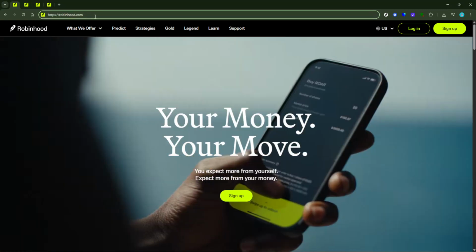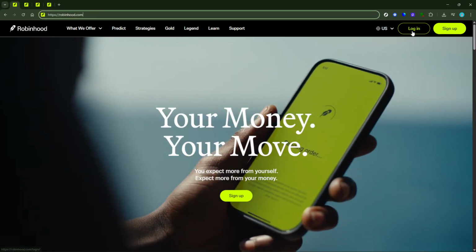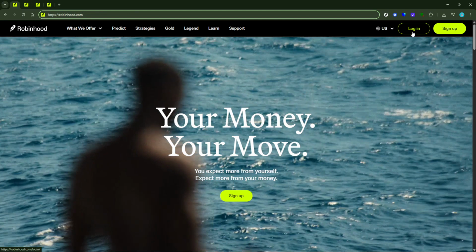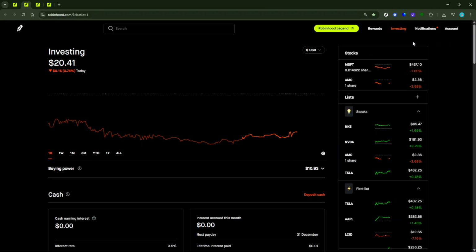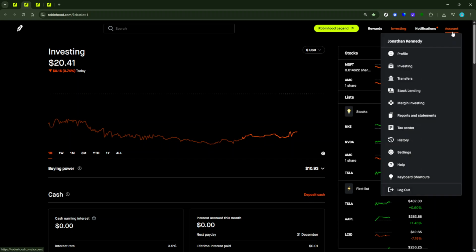First, you'll need to log in to your Robinhood account. If you're using a computer, just head over to robinhood.com and enter your credentials. Once you're logged in, look for the account button, which you'll find right at the top right corner of the page. This is where you can access all your account-related settings and details.